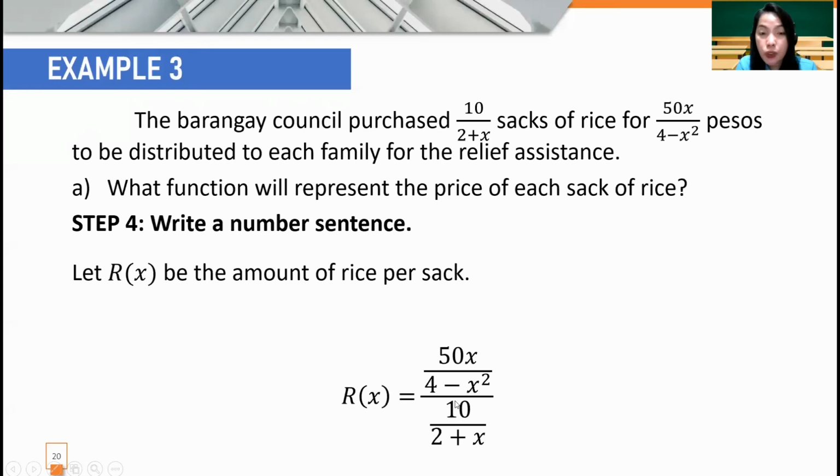Para makuha natin yung amount ng bigas kada sako, you can have here yung cost, yung kapresyohan ng bigas, all over yung total number of sacks of rice. So this is R of X equals 50x all over 4 minus x squared, this is the total cost, divided by 10 all over 2 plus x. Ito naman yung total number of sacks of rice.